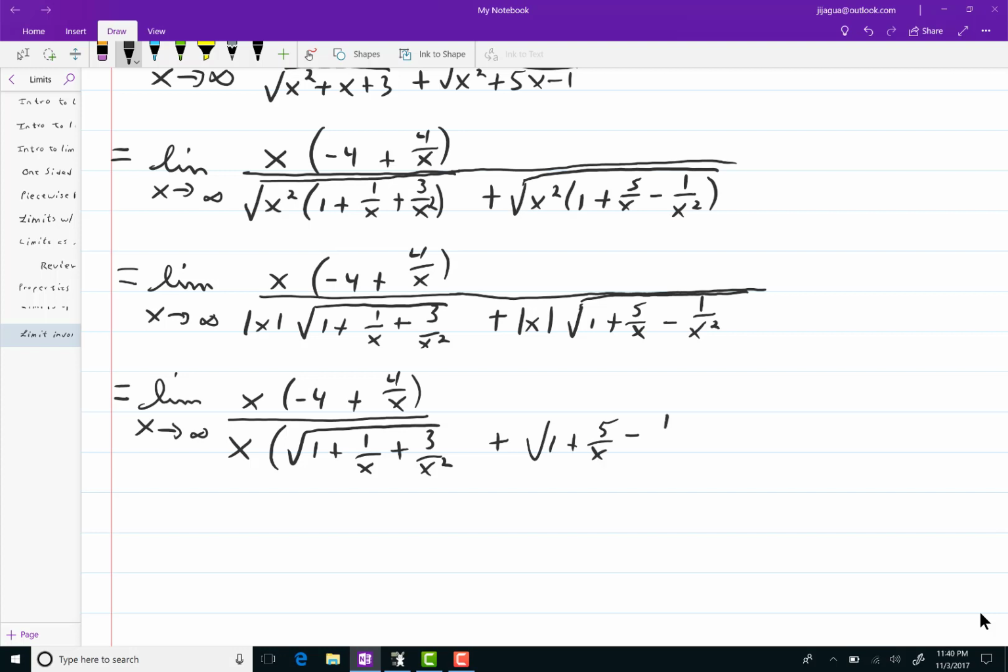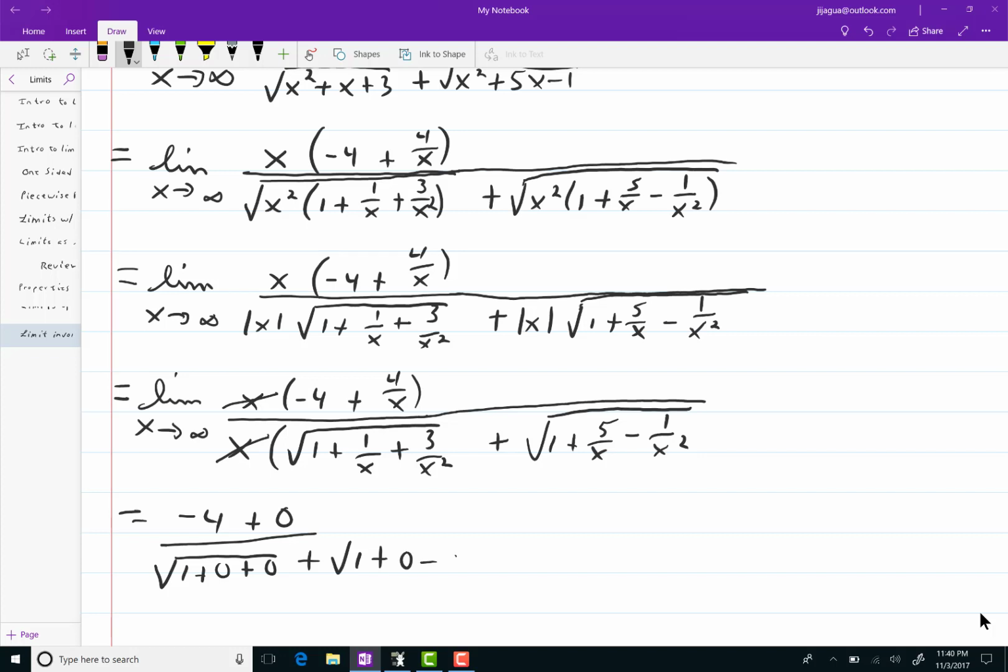So I'm going to factor out an x out of the entire denominator. Once again, increasing my division bar, vinculum. So cancel the x's. Now I'm in a stage where I can just plug the infinity in. That means the 4 over x becomes 0. Anything that is over x or over x squared becomes 0.